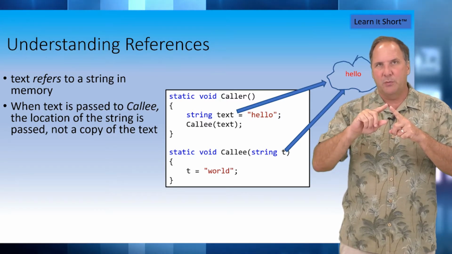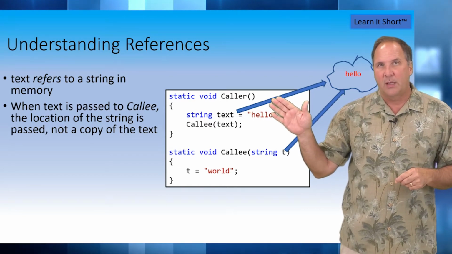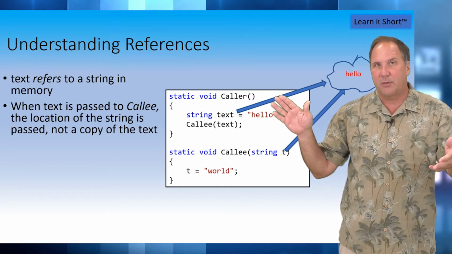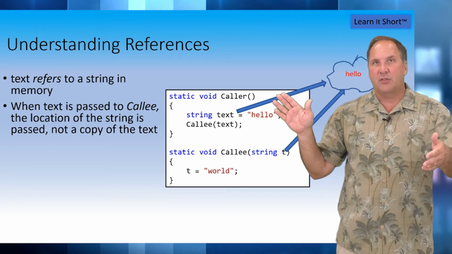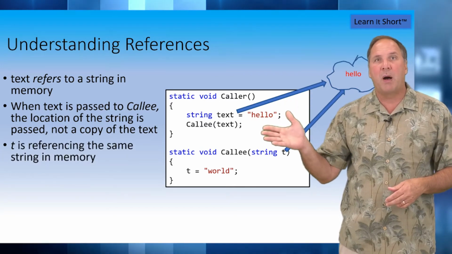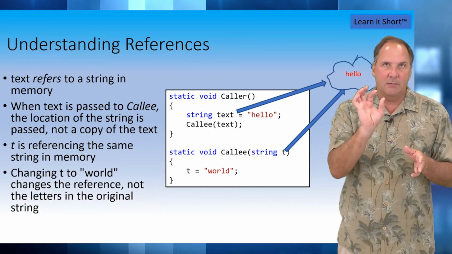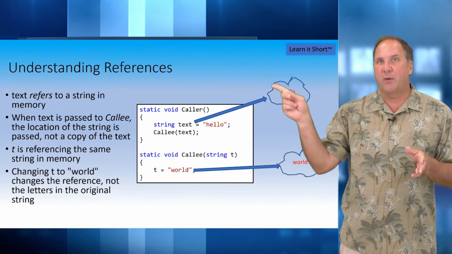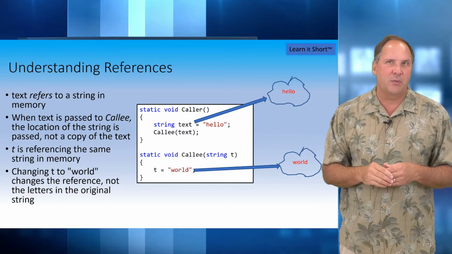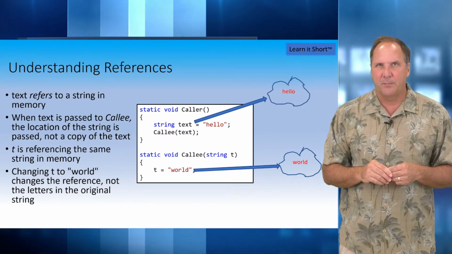Now, if we were to use T to make a modification to the letters, the characters inside hello, and strings were modifiable, mutable, then the string would actually be changed. But in this case, strings are not modifiable, and we're not modifying the characters in the string. Instead, we're modifying T. If T is modified, it would modify the value of the reference, not the referent, the thing that it points to. So in this assignment, T would actually point to a different string in memory. Again, more on this concept later.